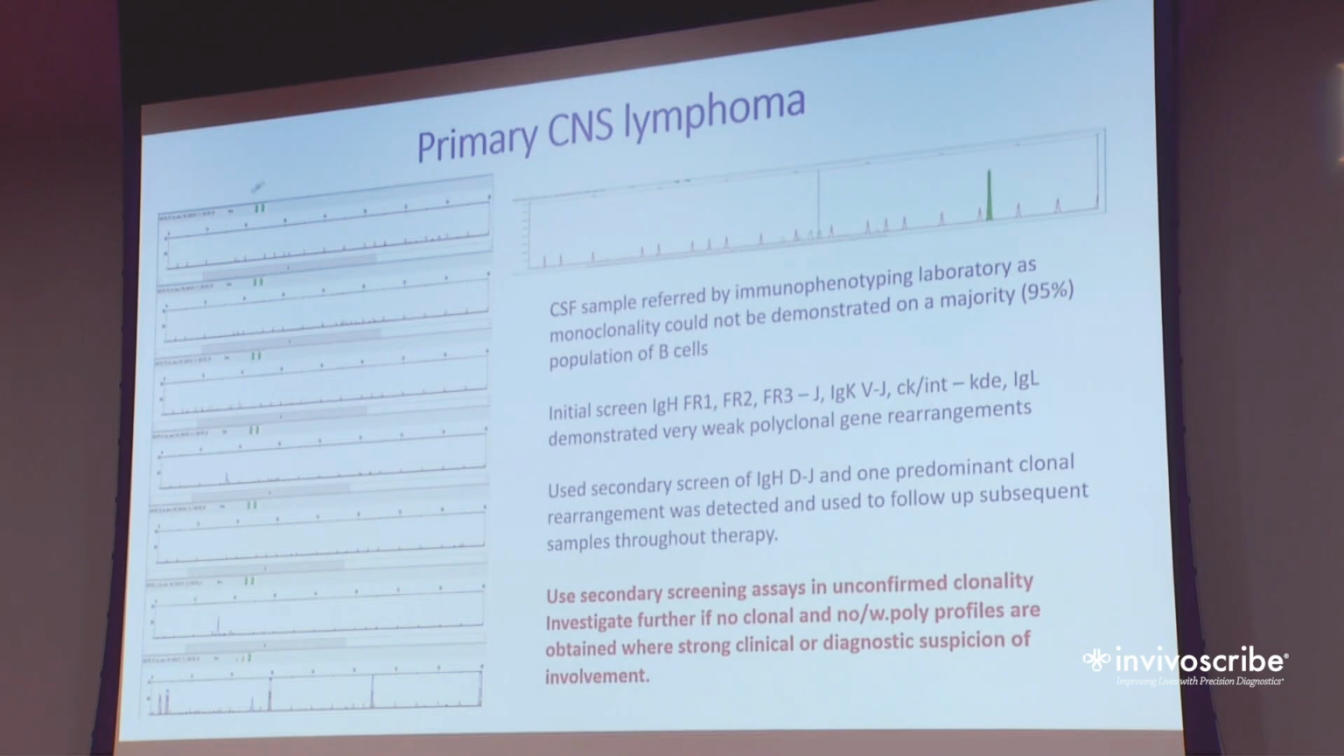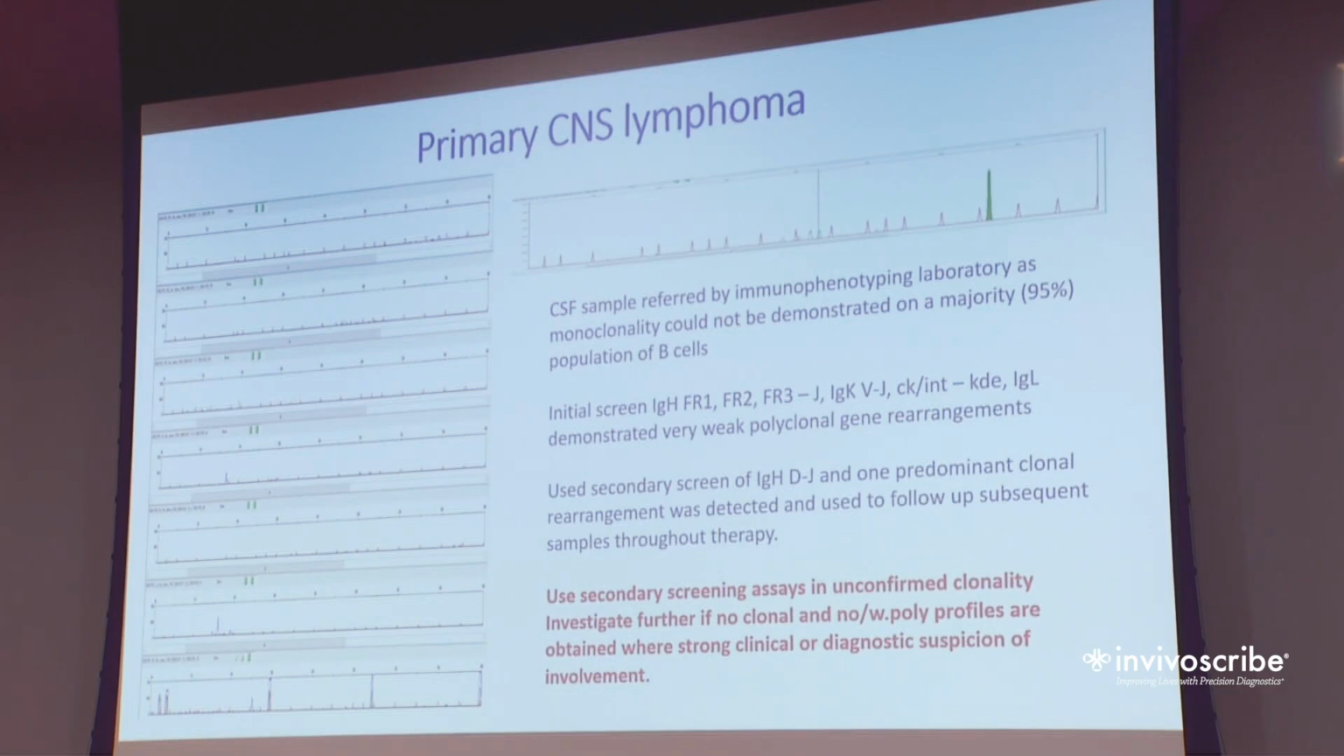So this is the primary screen here. We looked at FR1, 2, 3, kappa A, kappa B. And actually, I think we did lambda straight off on that as well. And basically, you can see not only do you not see clonal, you barely see any polyclonal at all, which would be in keeping with the fact that they have 95% of the population.